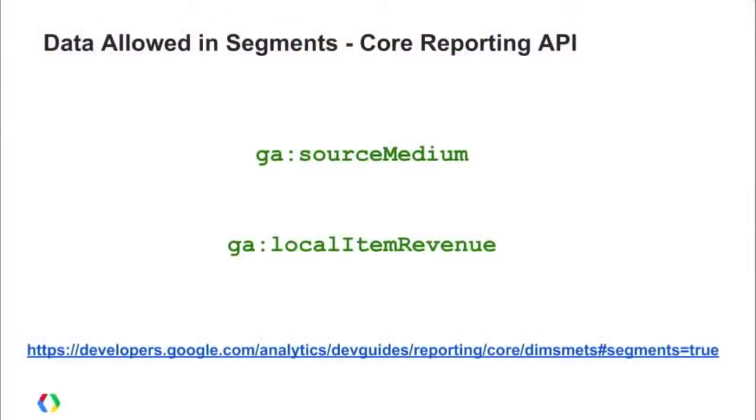We also enabled segmentation for a few different dimensions. So there's source medium. This is a relatively new dimension. We added source medium, which is a combination or concatenation of source and medium. So this is also now allowed in segments. And then we have local item revenue, which is also now allowed in segments. Not all dimensions and metrics can be used in segments. You can go to the Dimensions and Metrics Explorer again. There's actually an option to select on the front page, a little checkbox, and you can select that, and it'll show you which dimensions and metrics are allowed in segments. And also if you view the description of any dimension or metric, it'll indicate whether it's allowed in segments. So these two have now been changed to yes, allowed in segments.